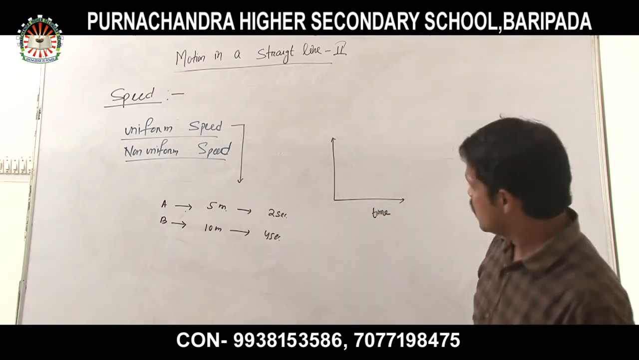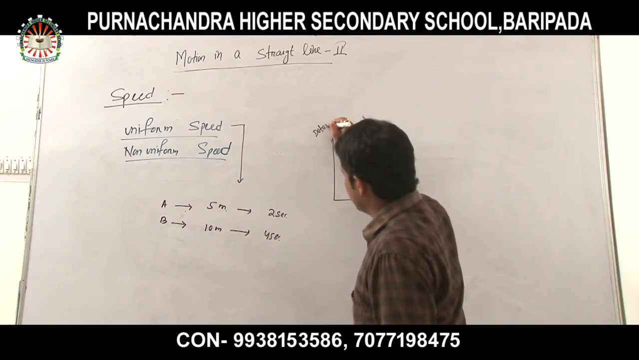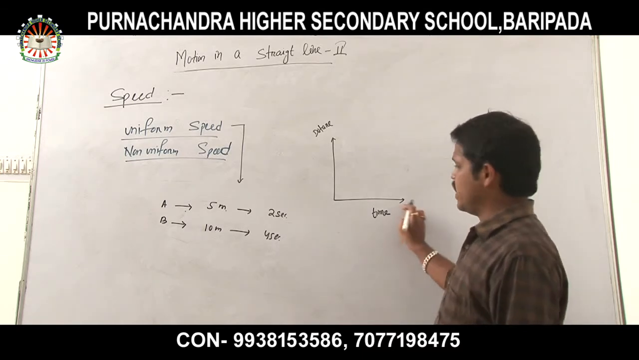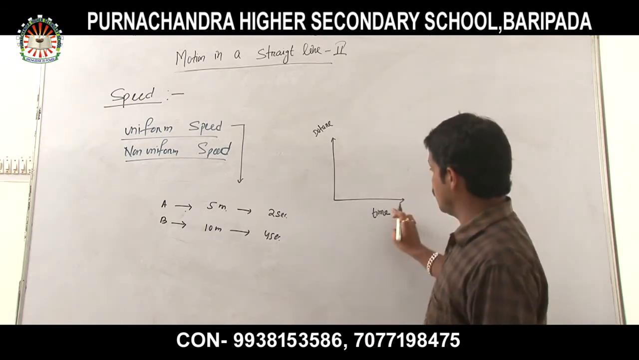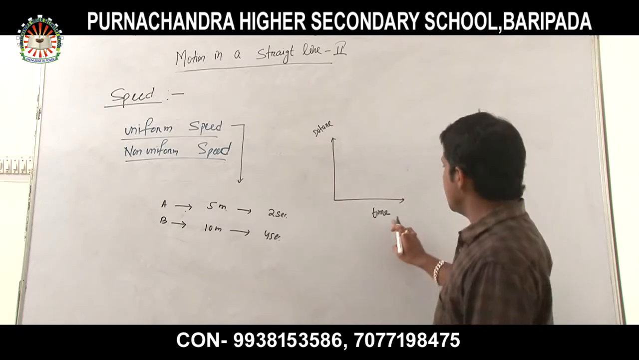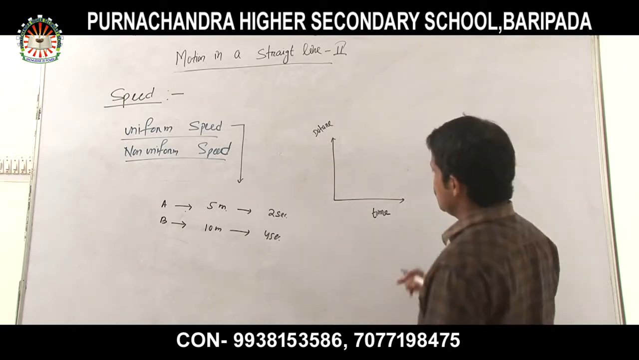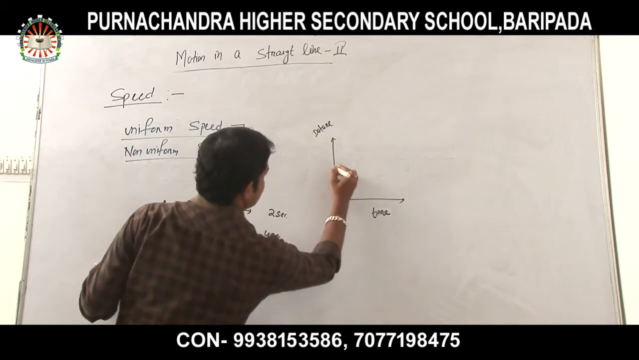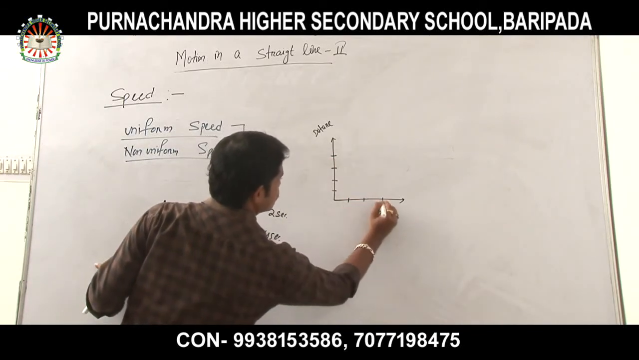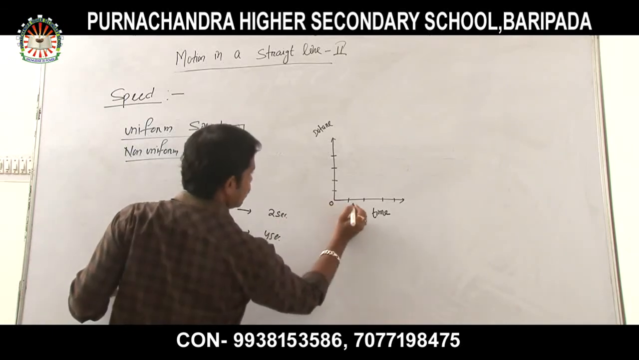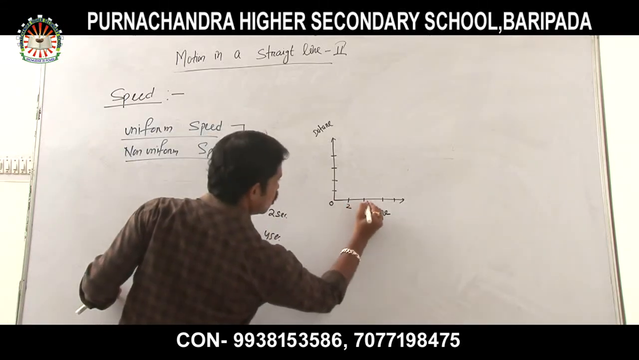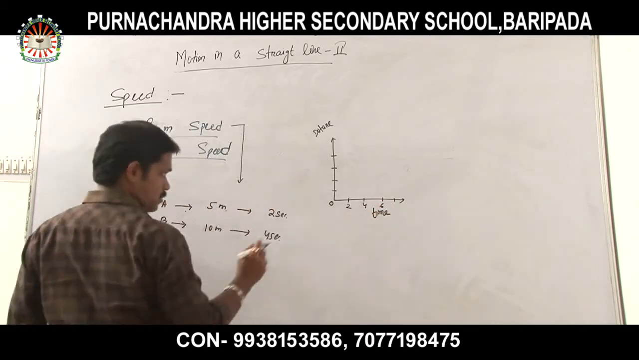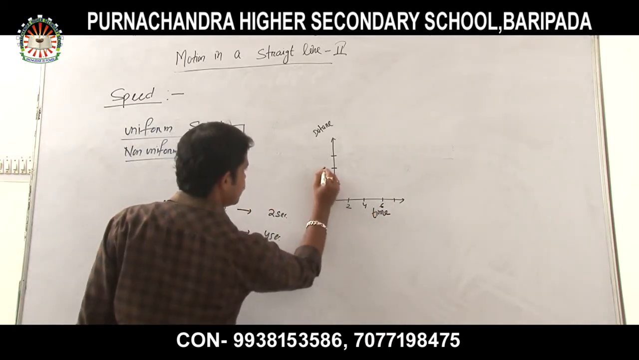This is my time and this is my distance covered. Very simple. Distance is taken on the y-axis and time is taken on the x-axis. Now I will just name it and scale it. So this is the origin. Time: this is 2, this is 4, this is 6. Distance: this is 5, this is 10, this is 15.